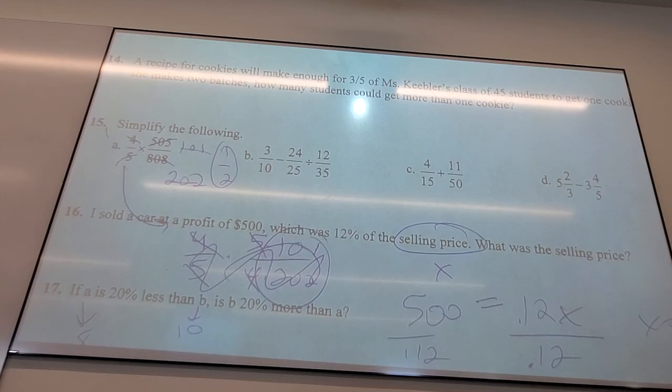I split 45 into fifths first. You split 45 into fifths, I like it. So 1/5 of 45 is 9, and then multiply that by 3, which equals 27. So 3/5 of 45 is 27.